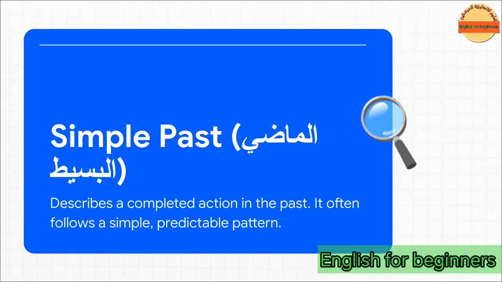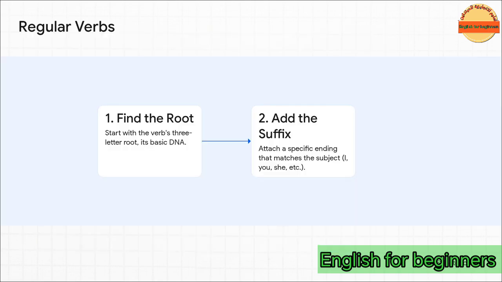Okay, so let's start with the simple past tense, what's called al-madi al-basit in Arabic. This is for actions that are done, finished. Now here's the key insight. For a huge number of verbs, making the past tense isn't random at all. It follows a very simple, very predictable pattern. So, how does this pattern actually work?